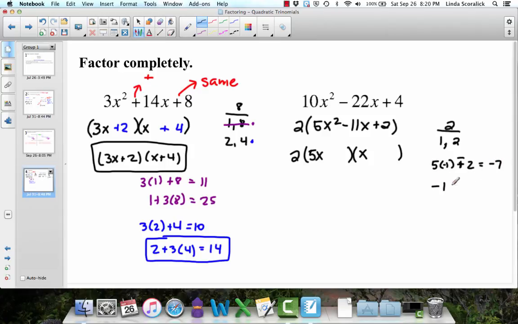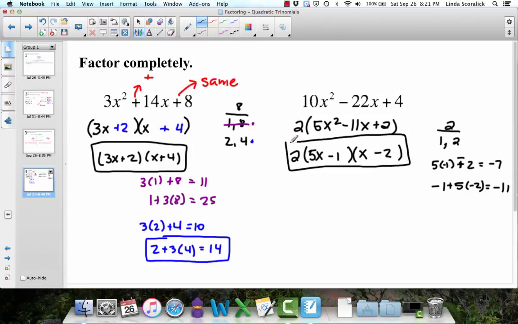What about negative 1 plus 5 times negative 2? That would give us negative 11. That means that I need to put the minus 2 in the other set of parentheses so that it can multiply by the 5, and then minus 1 in with the 5.